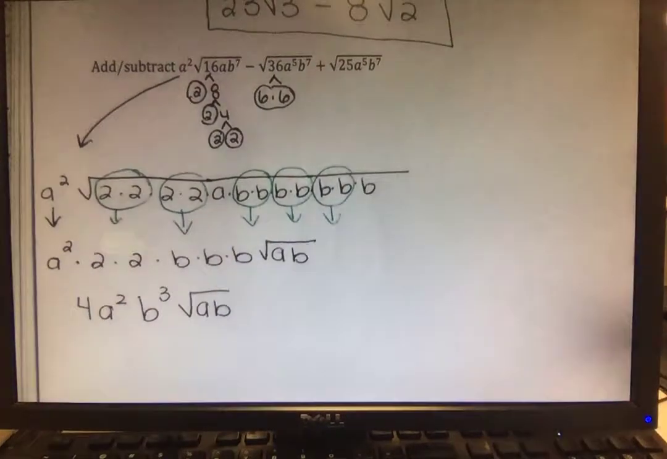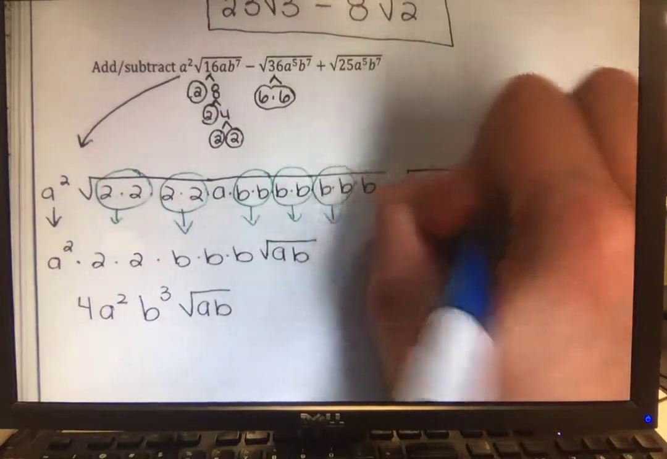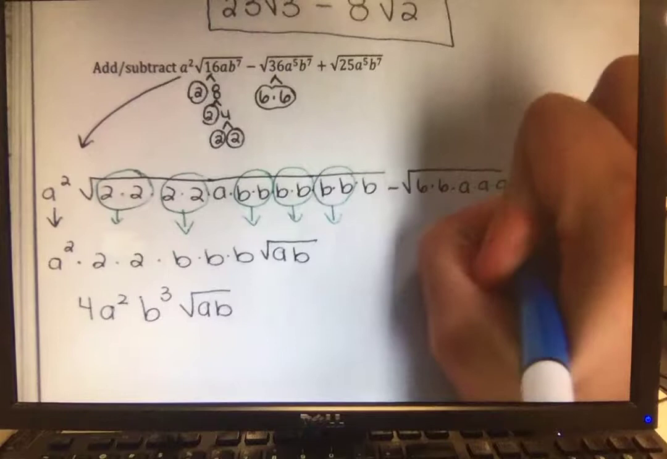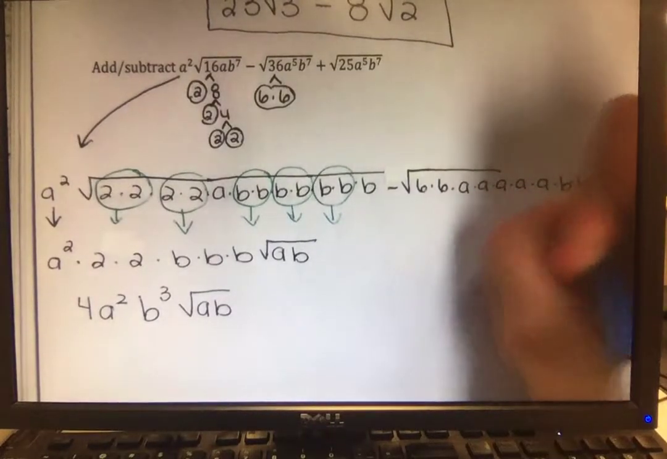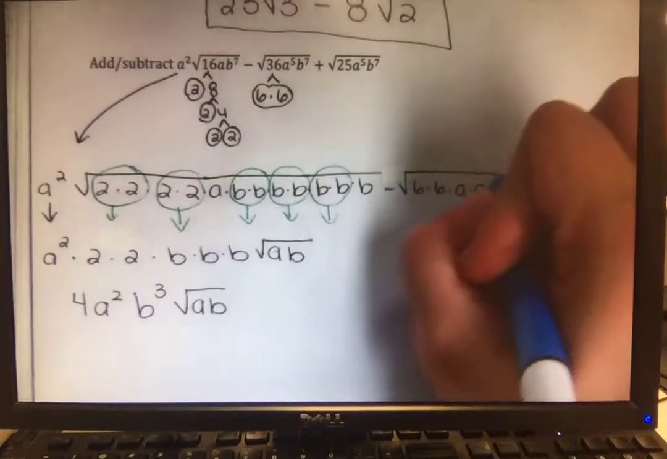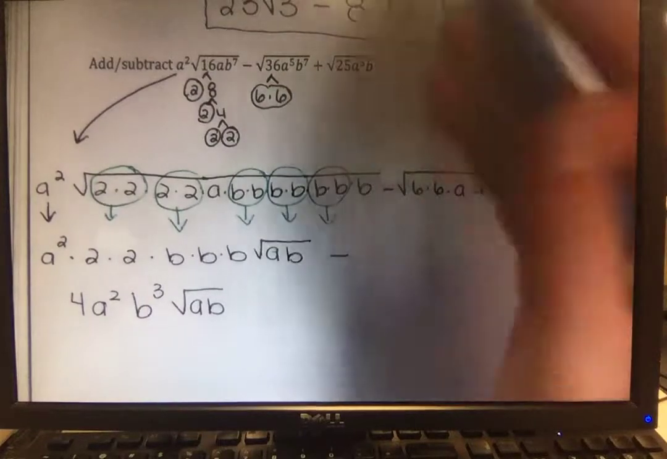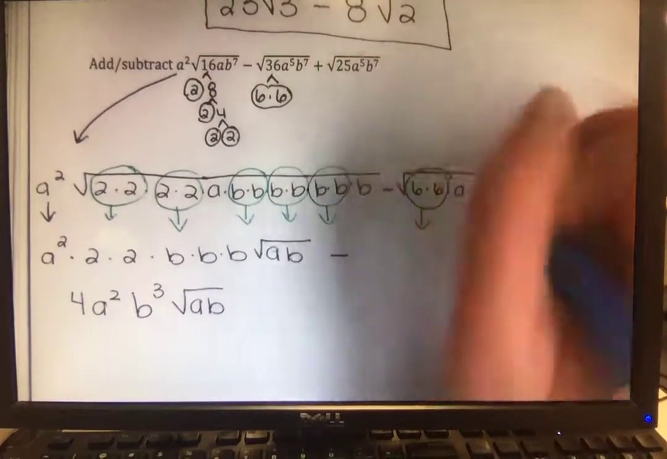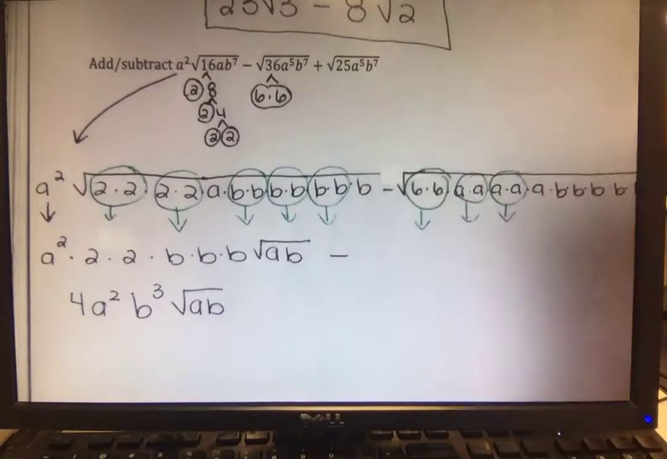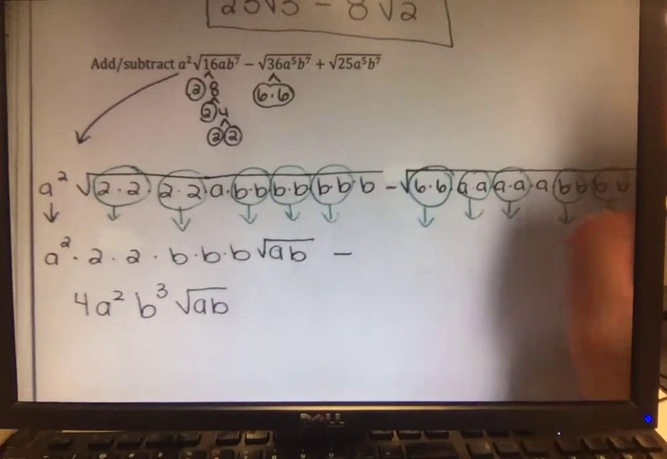So minus the square root of 6 times 6, 5 a's, and 7 b's. So minus, like we said, we're looking for 2 of a kind. There's already 2 6's, so those can come out of the radical. These 2 a's, these 2 a's, these 2 b's, these 2 b's, these 2 b's.